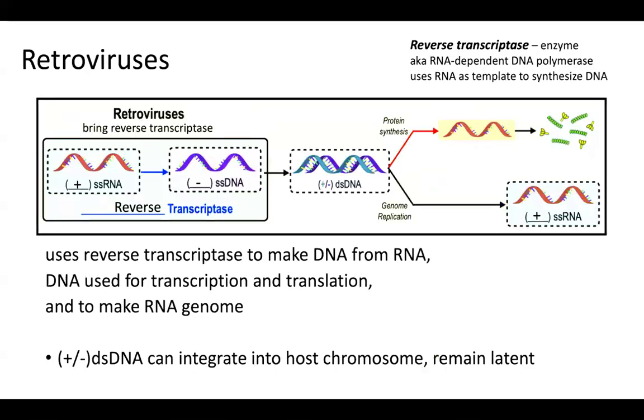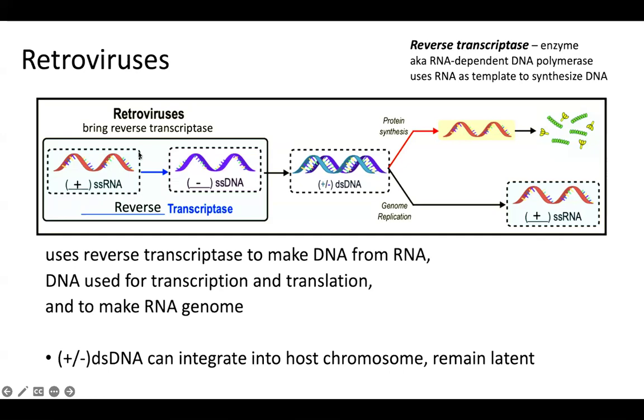And then a little bit about retroviruses. These break the usual flow of information, right? So instead of what we see in typical animal cells, going from DNA to RNA, they have an enzyme called reverse transcriptase that is going to go backwards. It's going to take RNA as a template and build DNA from it.